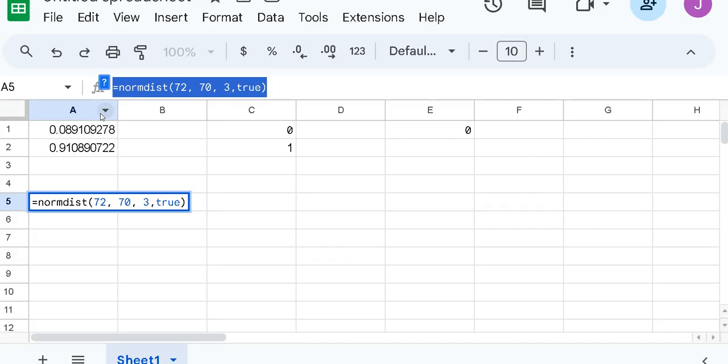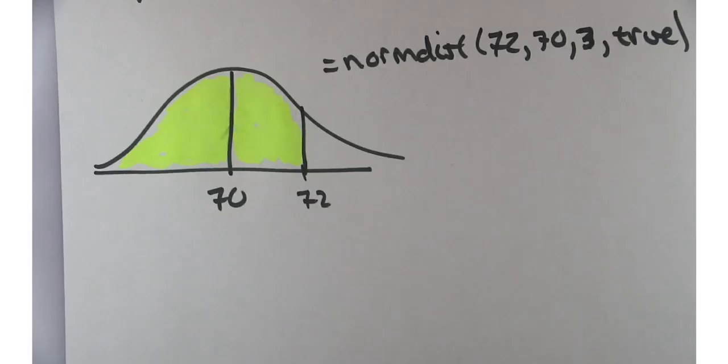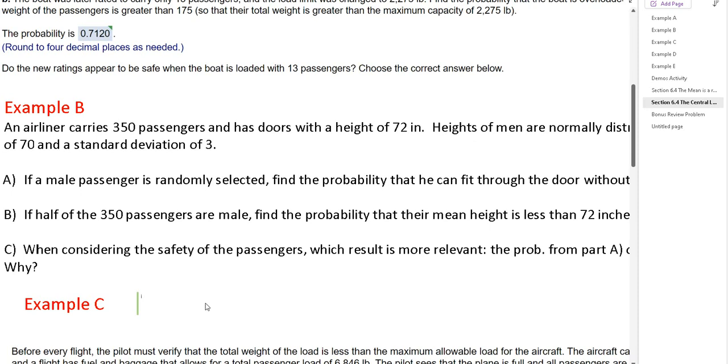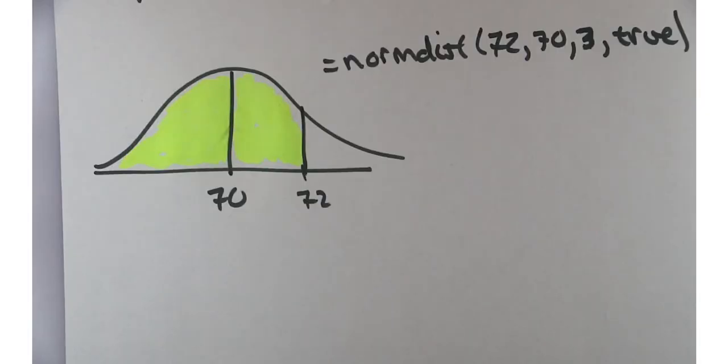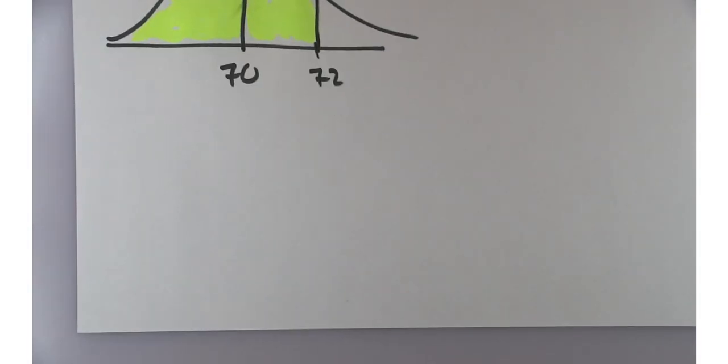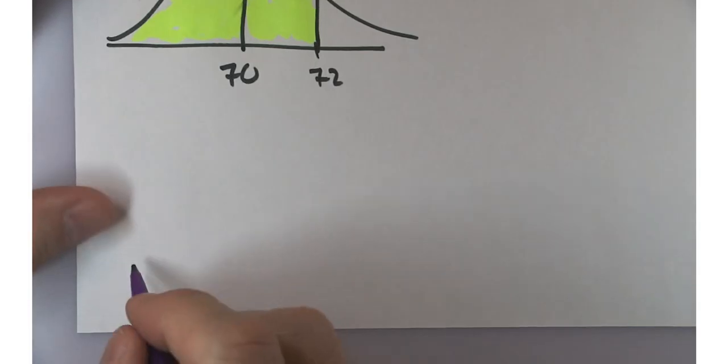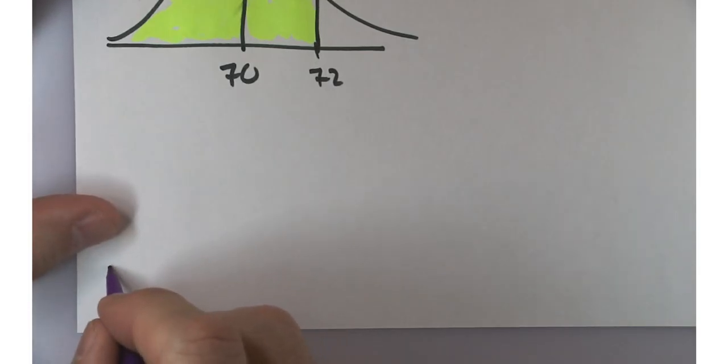But now we're going to change things up. And this is exactly what you should expect for an exam, as something in two parts like this. Let's take a look at the second part. It says, if half of the passengers, half of the 350 passengers are male, find the probability that their mean height is less than 72 inches. So, okay. This one I will try and draw a little bit more to scale. I mean, just a token amount to scale.